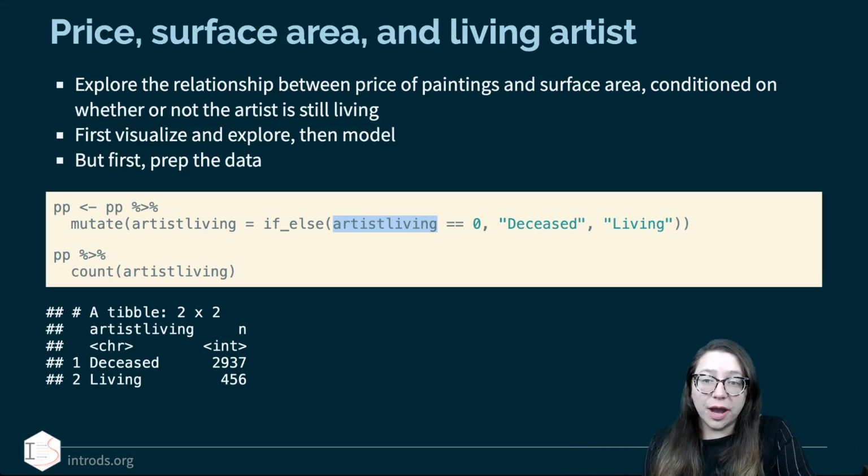So we're going to change this variable to be encoded as deceased and living, and we can look to see a large majority of the artists in the data set are deceased actually at the time of the auction, and a smaller percentage are living at the time of the auction.